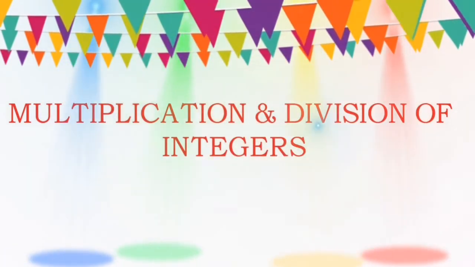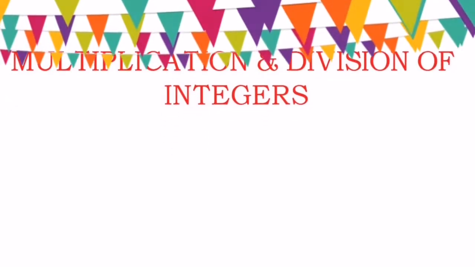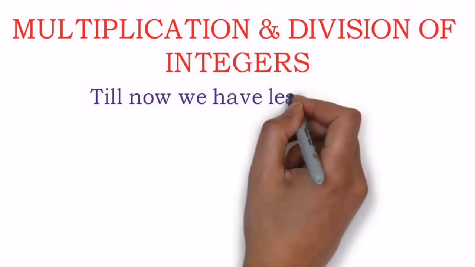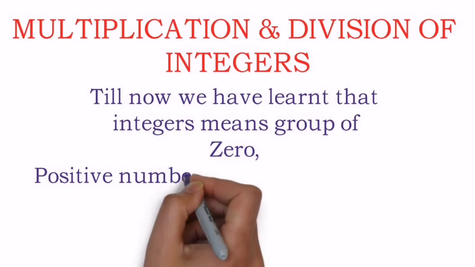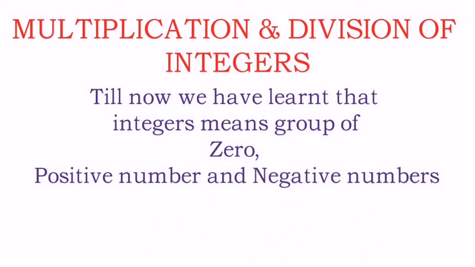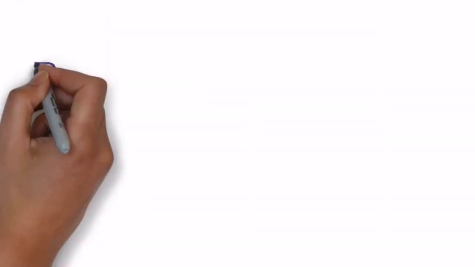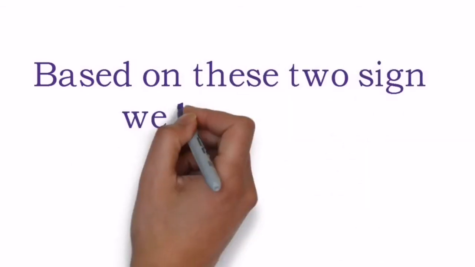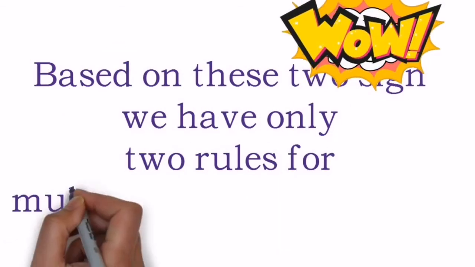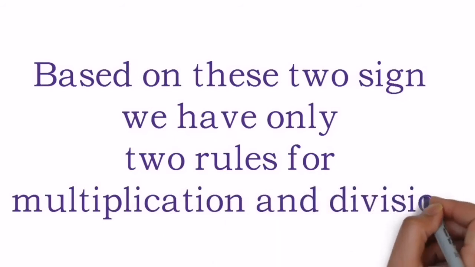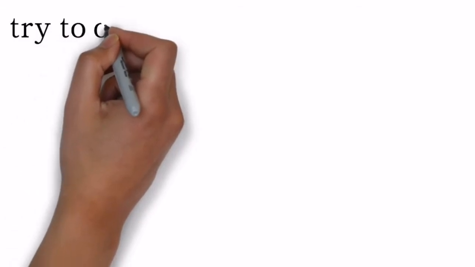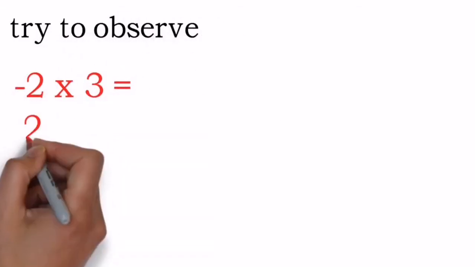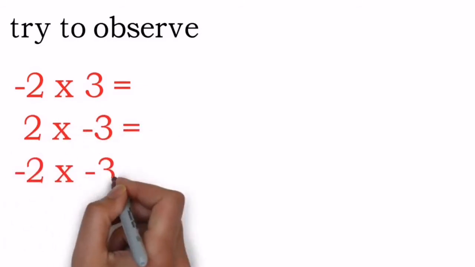And today's lecture, we will try to understand the multiplication and the division of integers. Till now, we have learned that integers means nothing but a group of positive numbers, negative numbers, and zero all together. And as we have two signs, that is positive and negative, we have only two rules to understand the multiplication and division of the integers. I hope it will be very easy for you to understand, but before that, let's try to make those rules on your own.